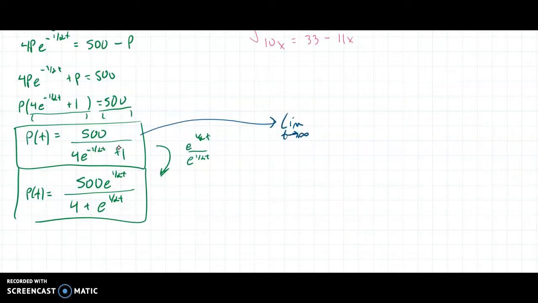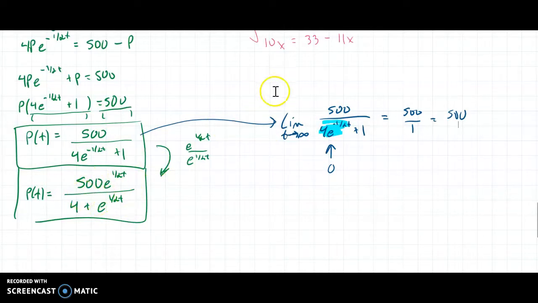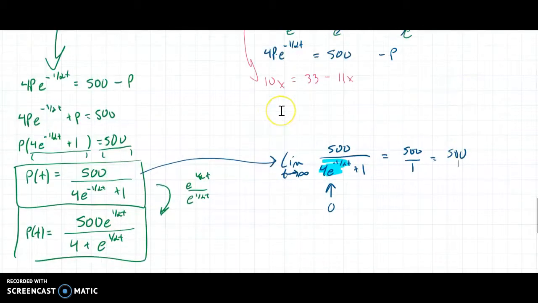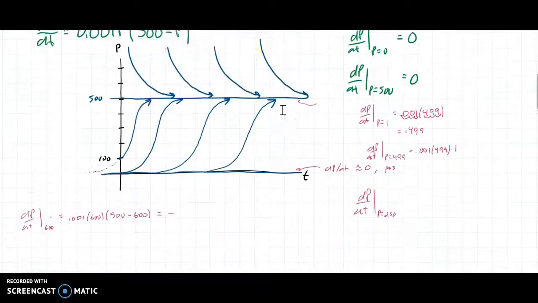The limit as t goes to infinity of 500 over 4e to the negative 1/2 t plus 1. Well, that term, the entire 4, this whole piece right here, goes to 0 as t goes to infinity. So it gives me 500 over 1, which is just 500. And I like that that is easier to see in this equation than it is to see in this one. It's not that big of an argument to make for this one, but I just like it better in this one. And that 500 is significant because it matches this graph.